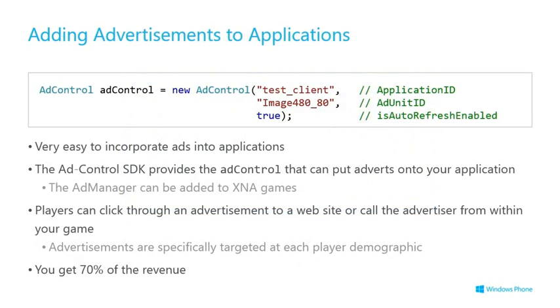And then all you do is you put this ad control into your application, add it into your UI. And the ad control will then cycle ads that are selected from advertisers who have subscribed to Microsoft's advertising center, and anybody who clicks through on the advertisement to a website, you will earn money for every click through. You also get money for impressions, so you get 70% of the revenue for that as well.